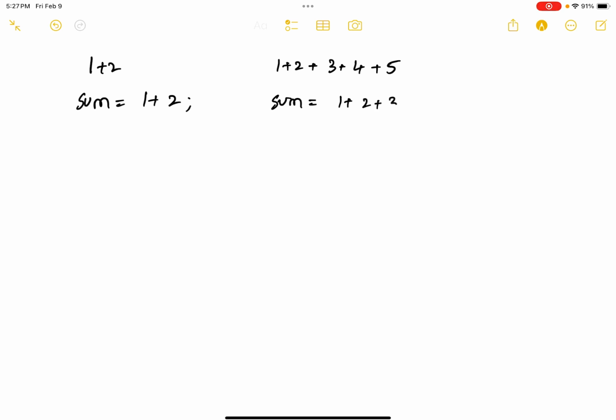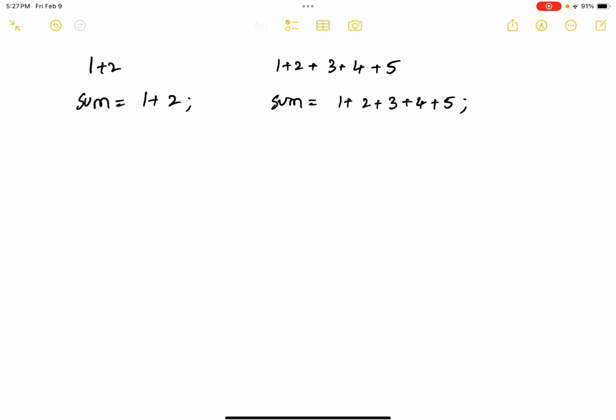Let's say you're asked to compute 1 plus 2 using C programming or any other programming language. Ideally, what you would do is write sum equals 1 plus 2. That's a simple statement. Now, if you're asked to do 1 plus 2 plus 3 plus 4 plus 5, you would simply write sum equals 1 plus 2 plus 3 plus 4 plus 5.